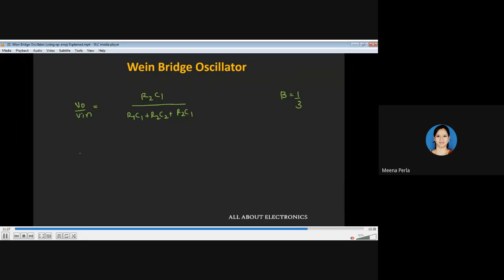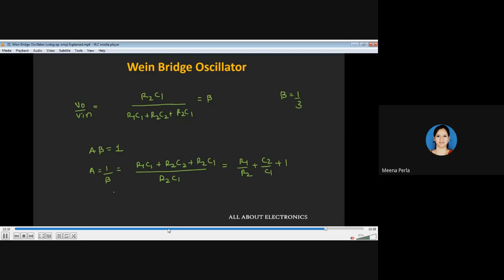As we have discussed, for sustained oscillation A beta of this oscillator should be equal to 1, or the loop gain should be equal to 1. So this is the value of beta for this feedback network, and A should be equal to 1 upon beta. So the gain of this amplifier should be equal to R1 C1 plus R2 C2 plus R2 C1 divided by R2 C1. If we simplify it, the amplifier gain A will be equal to R1 by R2 plus C2 by C1 plus 1.